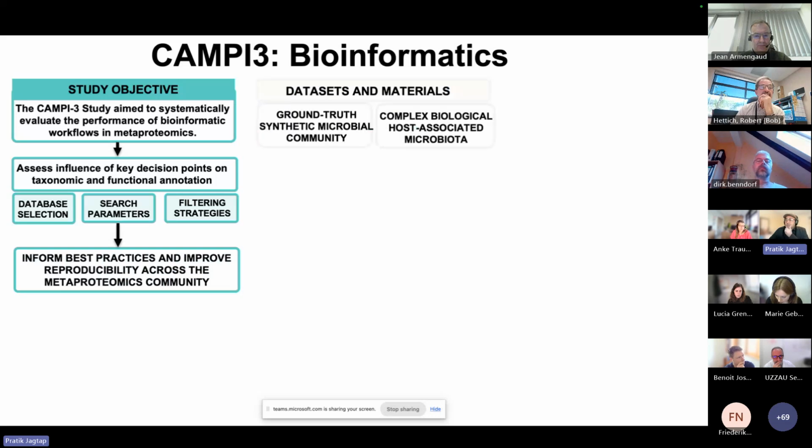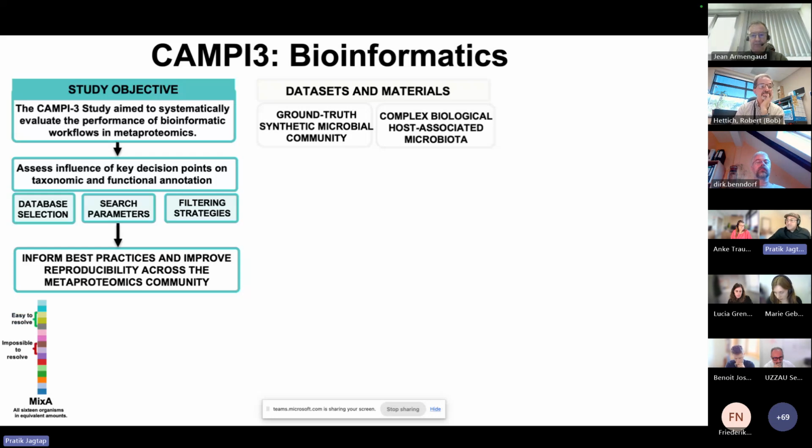To do this, we provided the community with two types of data set. One was a synthetic microbial community with known composition, and the other a complex biological sample. The synthetic data set included four microbial mixes, each designed to test resolution under different conditions. Mix A, for example, shown here, contained 16 bacterial species, all in equal amounts. Two taxonomically related species could be easily resolved.